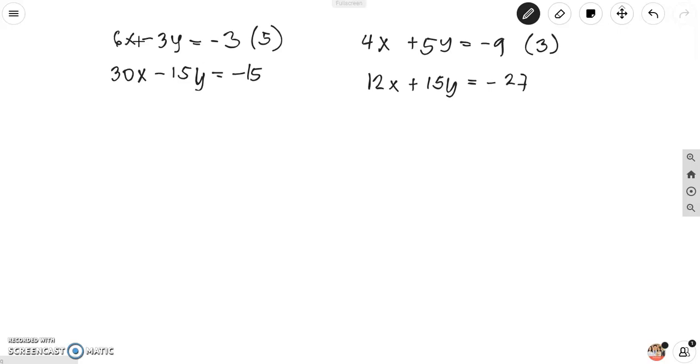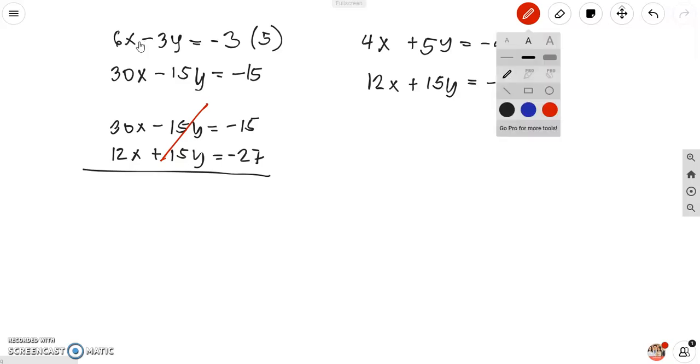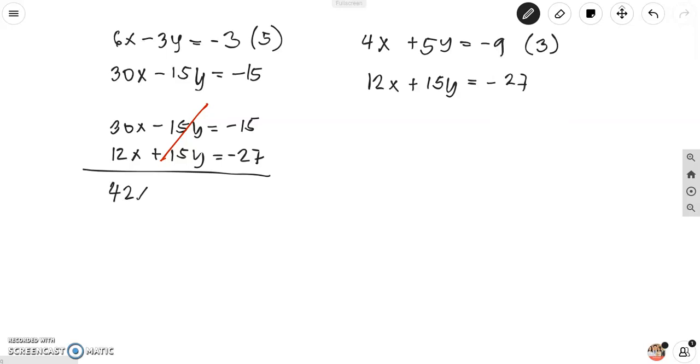After that, we have to combine both equations. We have 30x minus 15y equals negative 15, and 12x plus 15y equals negative 27. From here, we can eliminate the value of y, since positive 15 and negative 15 is 0. So we will have 42x equals negative 42. Our x is now equal to negative 1.